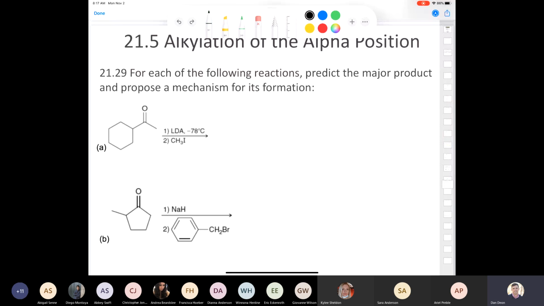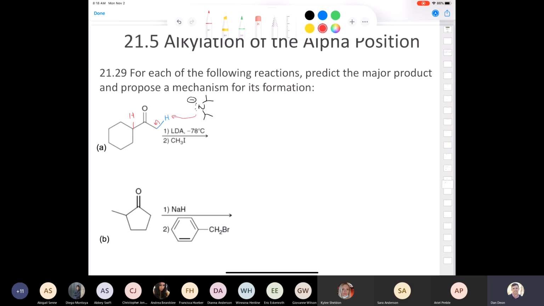It says, for each of the following reactions, predict the major product and propose a mechanism for its formation. The first one, we're treating it with LDA at minus 78. We've got two types of alpha protons here: this one here, the red one, and this one I'm going to highlight in blue. Who could tell me which one of these is going to be removed preferentially with LDA at minus 78? It's not a trick question. I'm going to draw my LDA like that. Yeah, it's going to be the blue one, because it's the less hindered proton, and we're at minus 78 with LDA.